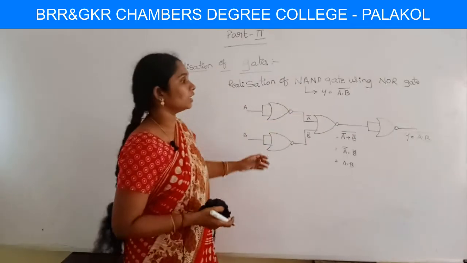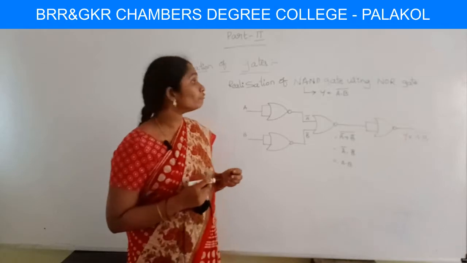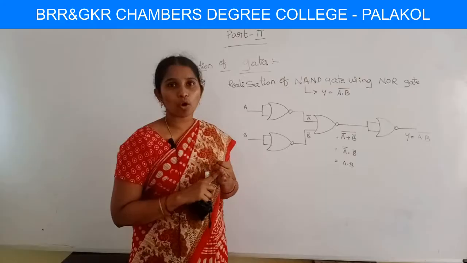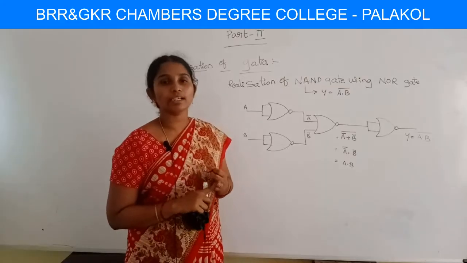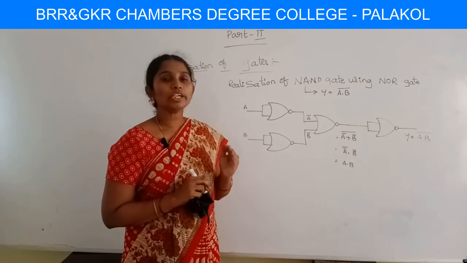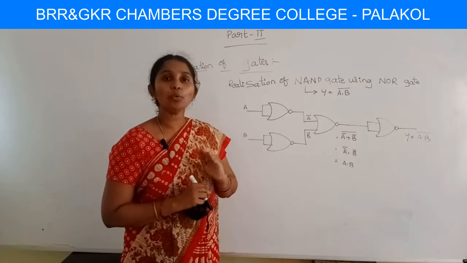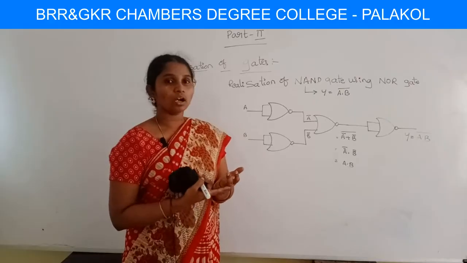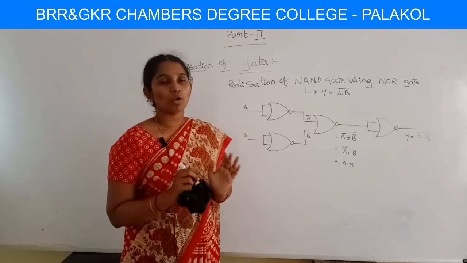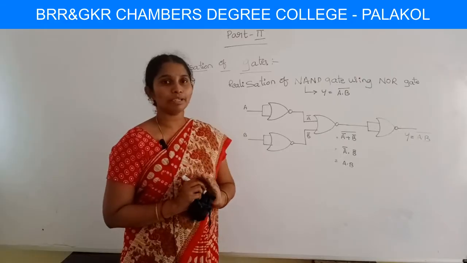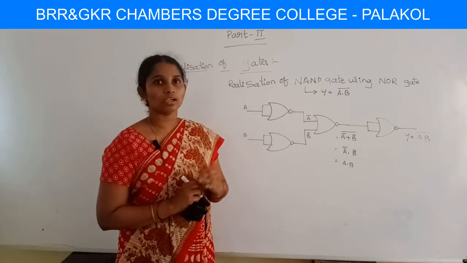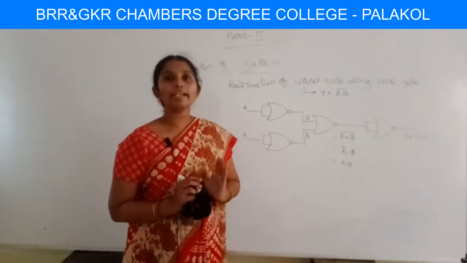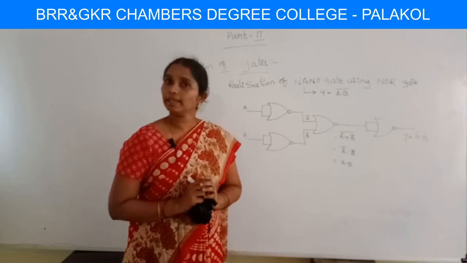Okay, so this is the conclusion about the realization of gates. So here the NAND gate and NOR gate are the universal gates. So why? Because by using these two gates we can implement any gate, that means like AND, OR, NOT, NAND, NOR. Whatever gates it may be, we can implement all those gates. So that's why the NAND and NOR gates are the universal gates.